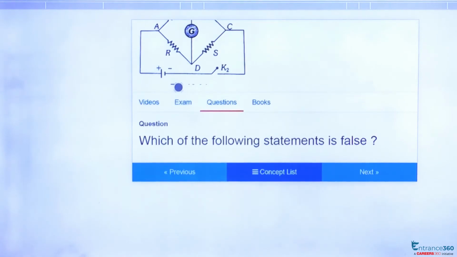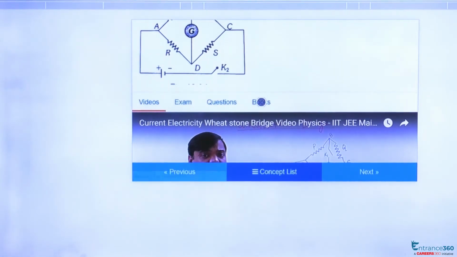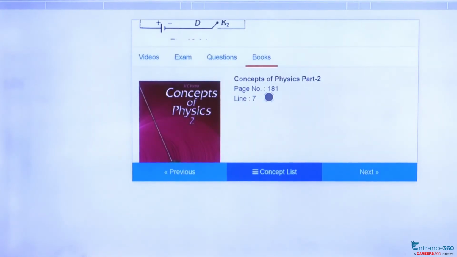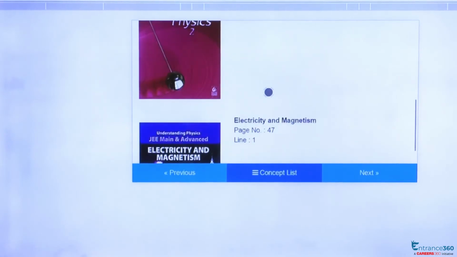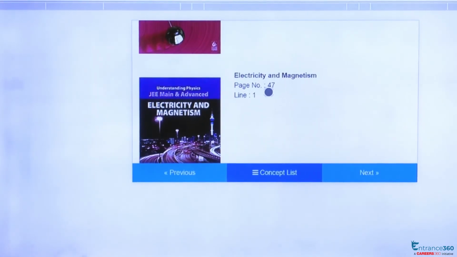To know more about the concept of Wheatstone's bridge, you can watch the video here, which is of small duration, and you can go through the books H.C. Verma, Concept of Physics Part 2, page number 181, line number 7, and Electricity and Magnetism by D.C. Pandey, page number 47, line number 1.